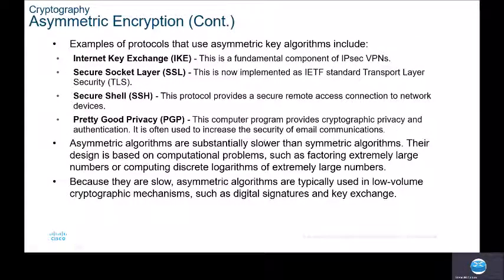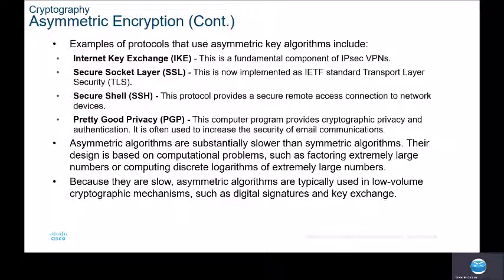So examples of asymmetric include Internet Key Exchange, or IKE. There's Secure Socket Layer, which is now implemented as an IETF standard. And then there is Secure Shell, which of course uses asymmetric as well as symmetric. And Pretty Good Privacy, PGP, was another one that used it. Asymmetric algorithms are substantially slower than symmetric algorithms. The design is based on computational problems such as factoring extremely large numbers or computing discrete logarithms of extremely large numbers.